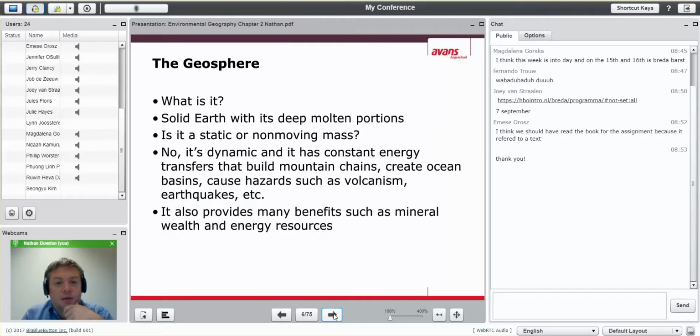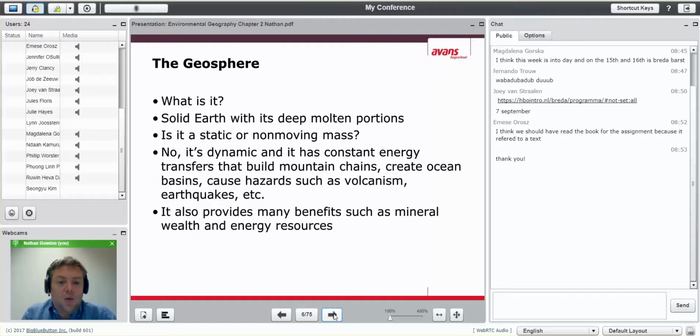What is it? Well, the geosphere is the Earth with its deep molten portions. We'll go over those. Is it static or non-moving? That's a question. It is not static. It is not non-moving. It's dynamic. Although it moves very slowly, our geosphere is dynamic, with a constant transfer of energy, but also matter. It builds mountains, it creates ocean basins, volcanoes, earthquakes. So it's quite an active sphere, maybe not as fast as the other ones. Sometimes you can't see it move, except for volcanoes sometimes, but it's still very active.